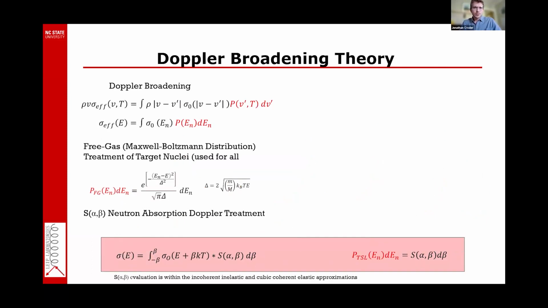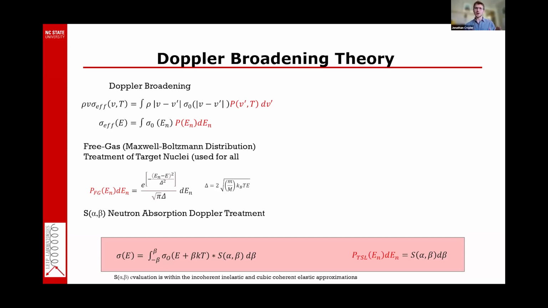So a little bit of Doppler broadening theory. The gist of it is that essentially Doppler broadening takes one frame of reference, translates it to another, and broadens resonance parameters, which have been evaluated in ENDF, with respect to a distribution of target nuclei. Traditionally, with the free gas approach, a Maxwell-Boltzmann distribution is used to broaden resonance parameters, which are in ENDF and experimental.